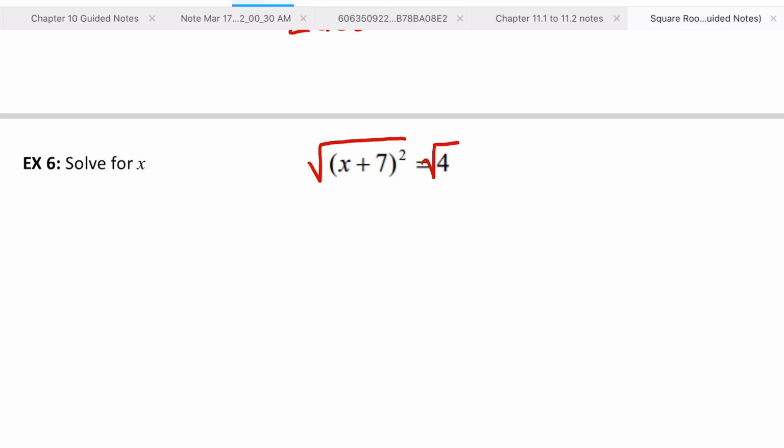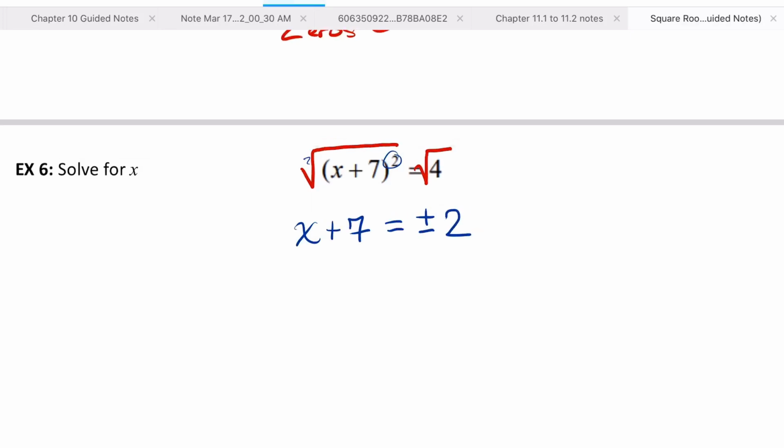So on the next example here, I'm going to follow the same motions that we have been following, which is I'm going to apply the square root to both sides. That, as you would guess, undoes the square. So it just becomes x plus 7. No more square on that side. It's not to the second power. And then the square root of 4 is plus or minus 2.